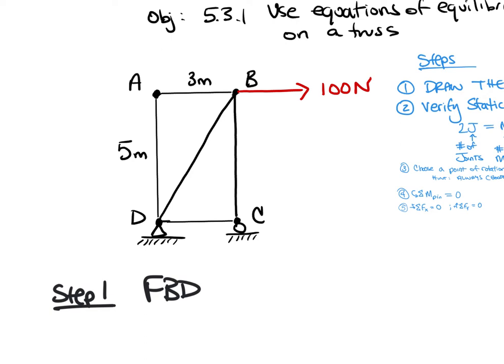Oh, what was that, Andrew? Yeah, Andrew said what supports do we have. So what supports do we have? We have a pin, so tell me where the pin is at. At D, yeah, absolutely. We have a pin support at D, and we have a roller support at C. Okay? What other information is given to us?